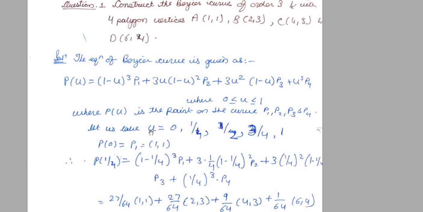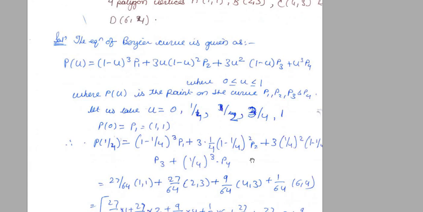Let us have the values of u. You can decide the value of u. Here I am considering the value of u as 0. It always starts with 0 and ends with 1. You can have any value in between 0 and 1; you can choose any value. So here I am choosing the values 1 by 4, 1 by 2, 3 by 4 and 1, and substituting those values.